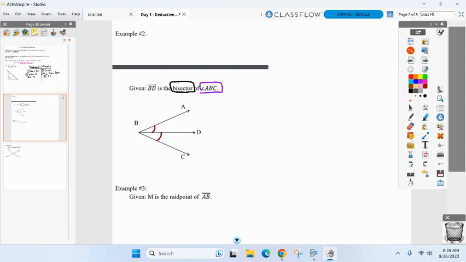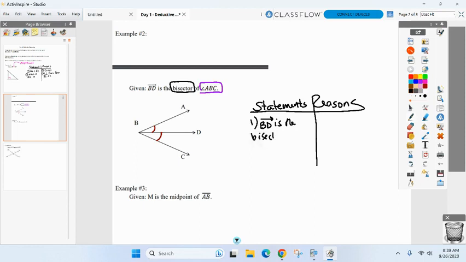Awesome. All right, now let's put that into our thoughts here. Statements. Reasons. First statement we automatically know is true. Every single problem is the given. BD is the bisector of angle ABC. That's given.